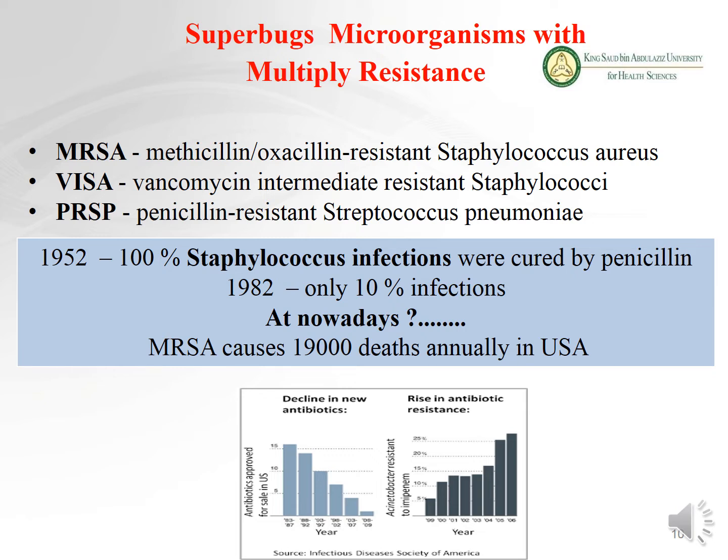So these are the superbugs, microorganisms with multiple resistance, which have evolved resistance to most of the antibiotics. Like methicillin-resistant Staphylococcus aureus, MRSA. So this is methicillin or oxacillin resistance; they have evolved resistance to this. VISA, vancomycin-intermediate resistant Staphylococcus aureus, or PRSP, which is penicillin-resistant Streptococcus pneumoniae. They have evolved resistance to some of the antibiotics. That's why they are called superbugs, or organisms with multiple resistance.